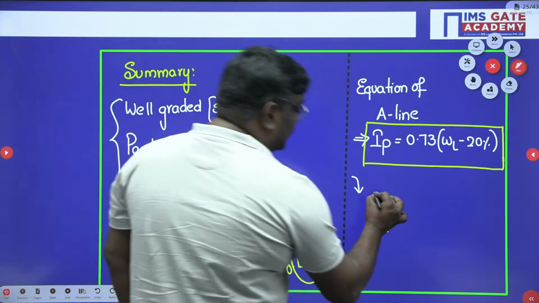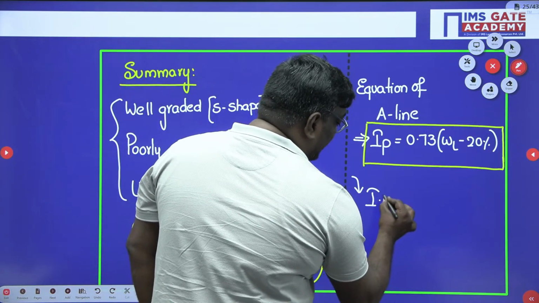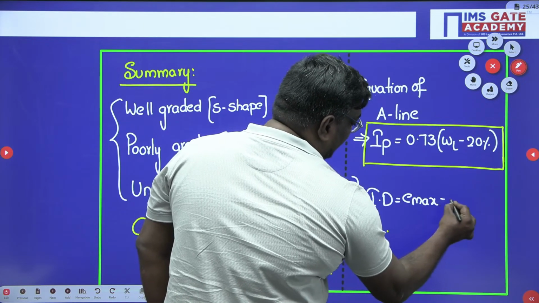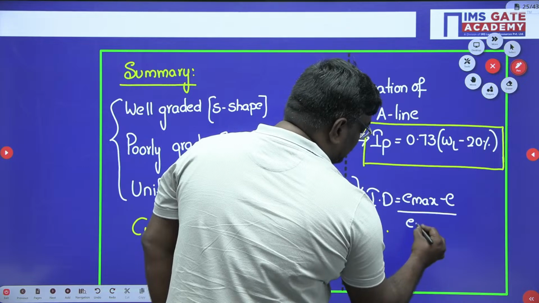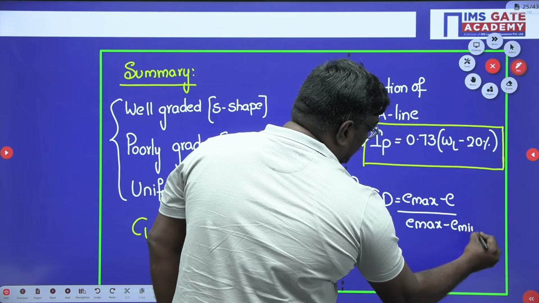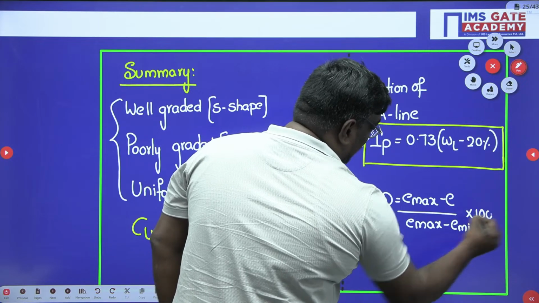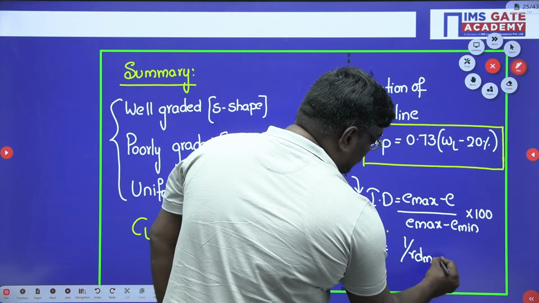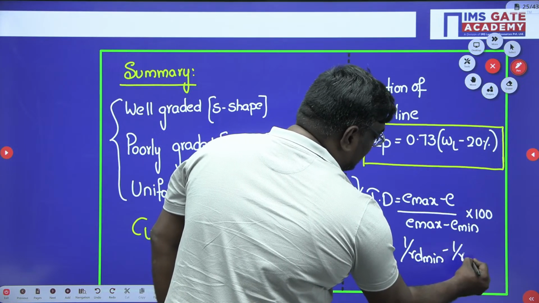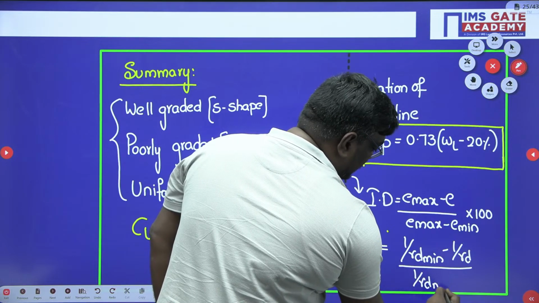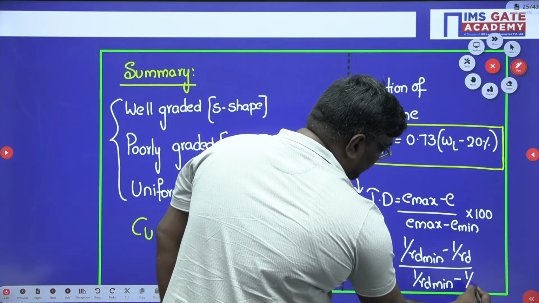And we have studied the most important formula, density index, ID is (e max minus e) by (e max minus e min) into 100. And e max is nothing but 1 upon gamma d min minus 1 upon gamma d, upon 1 upon gamma d min minus 1 upon gamma d max.